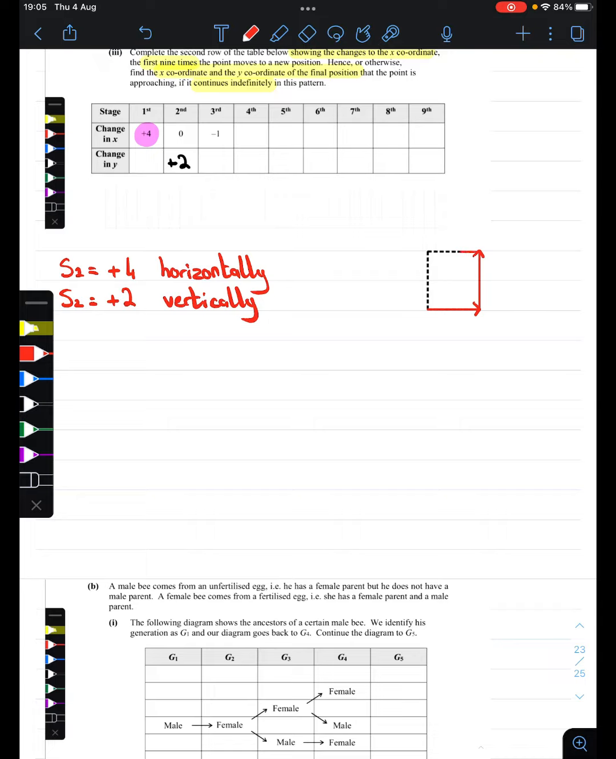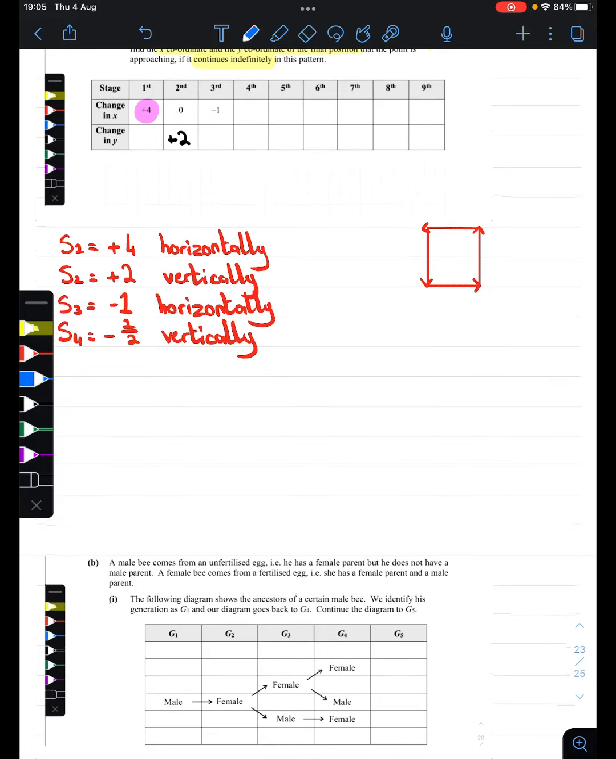Now he turns left from here, so now he's going to the left half of 2 units, which is just 1 unit. So S3 equals minus 1 horizontally. And now we're just going to continue this. He turns left, so now he's going down, and he travels 1/4 unit. So S4 gives us minus a half vertically. Sorry, not a quarter.